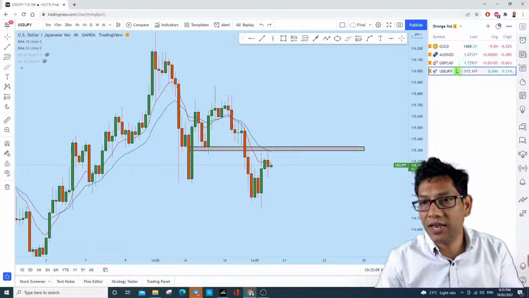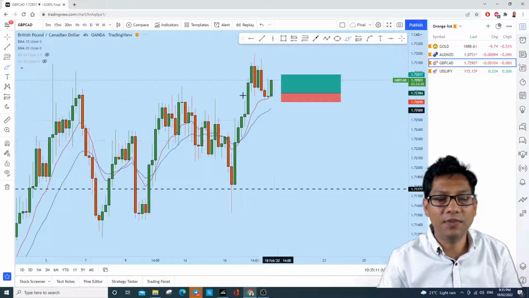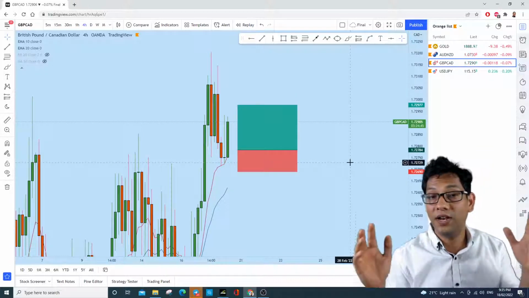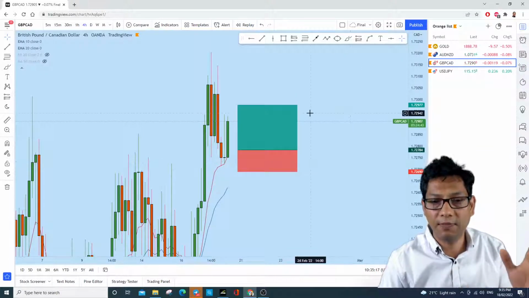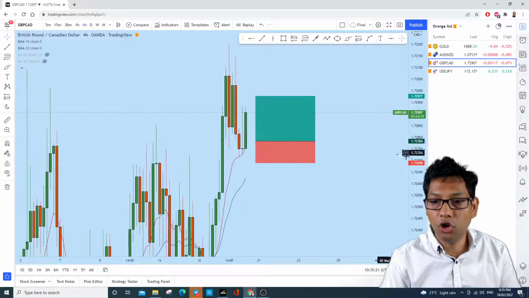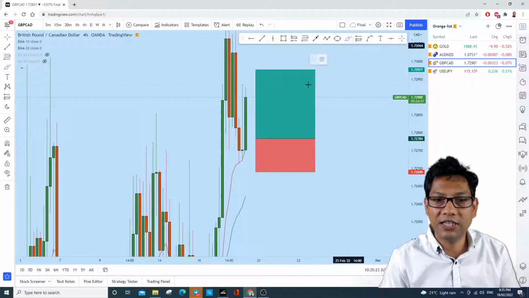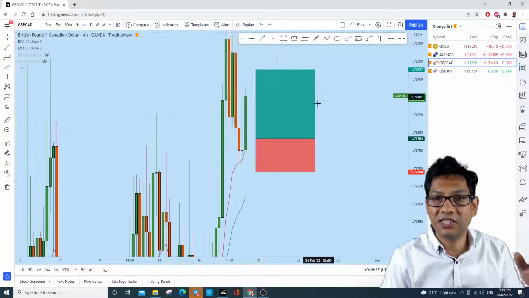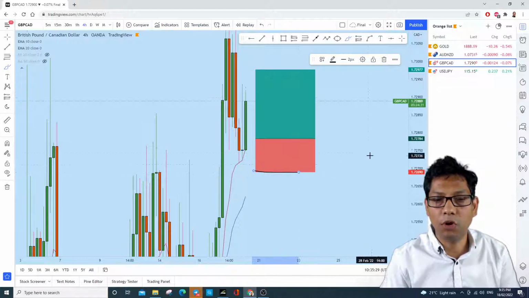Now this is another pair, GBP-CAD. GBP-CAD I have already opened. You can see that I have opened a trade. My trade is almost hitting my profit target, 1 to 2. After this doji here, as you can see there is a doji formed here, the price started to move up, keeping the stop loss below.